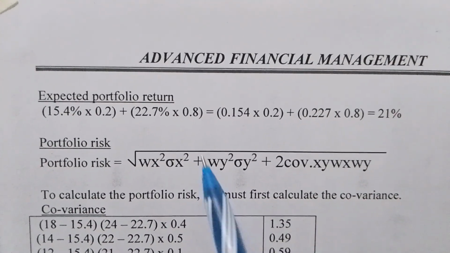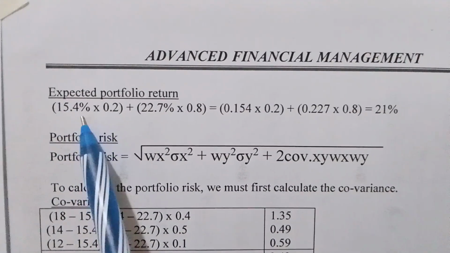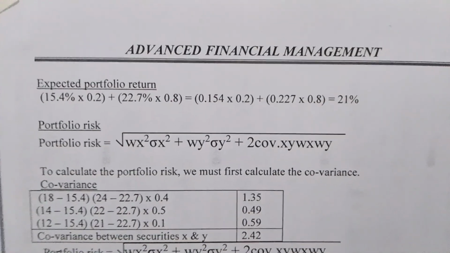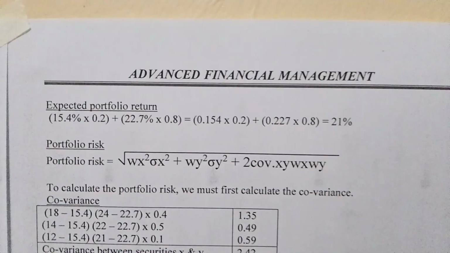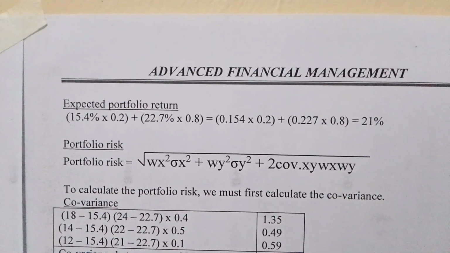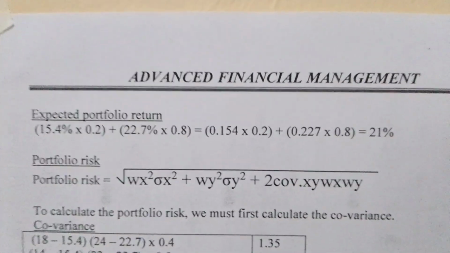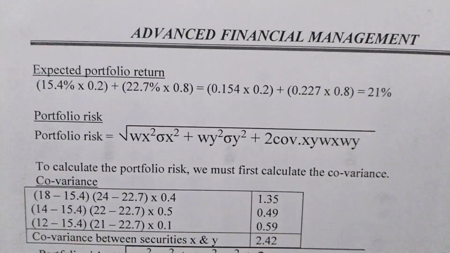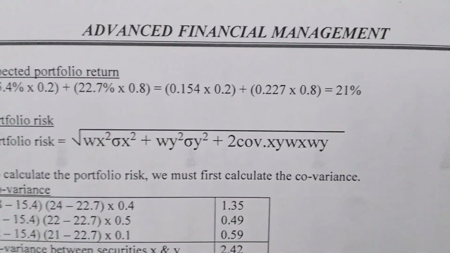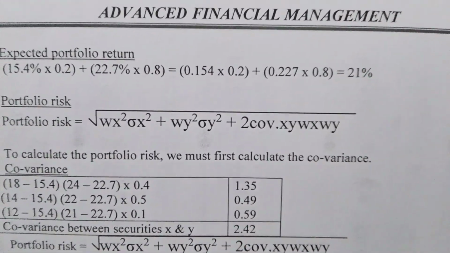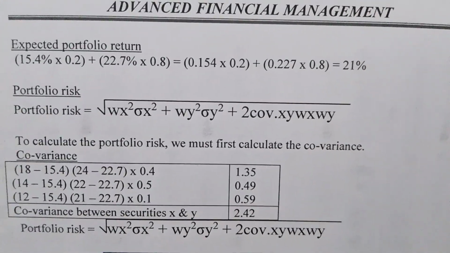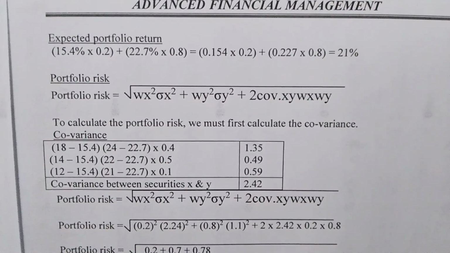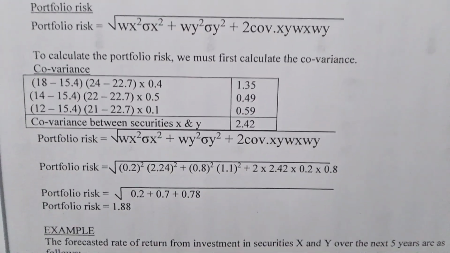So the expected portfolio return will be given this way. For X now, we are taking 15.4. You can just ignore the percentage. 15.4, which is the expected return of security X, times 0.2, that is the weight, invested 20%. Then you plus 22.7 times 0.8, invested 80%. And our expected portfolio return is 21%.